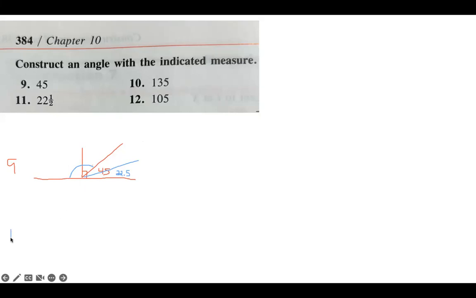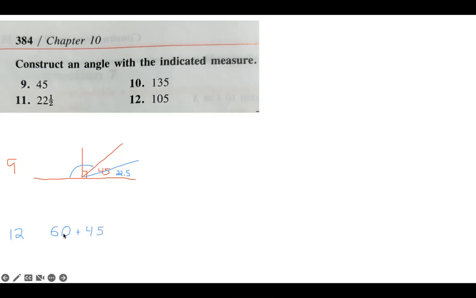Number 12 is the only one, and I gave this one a lot of thought, and every year kids always ask about 12, and I haven't really come up with a good answer for this one in the sense of is there an easier way of doing it? So the best way I can think of for number 12 is that 105 would be 60 degrees plus 45. And we've already talked about how to make 45. That's in question number 9. But I need to make 60 degrees.